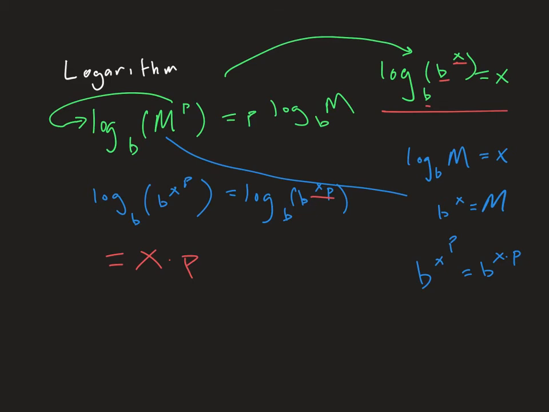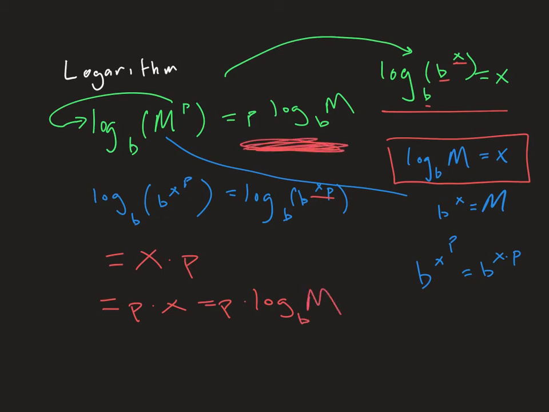But what does x equal? Remember this. So we can rewrite that as p times x, which equals p times log base b of m, just like we set up here. So that proves that property of logarithms, which is super helpful.